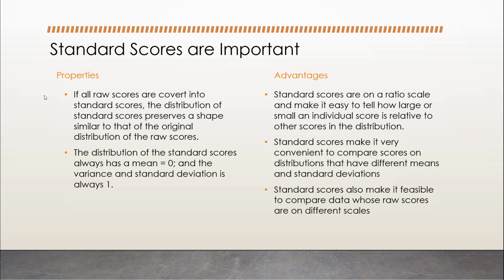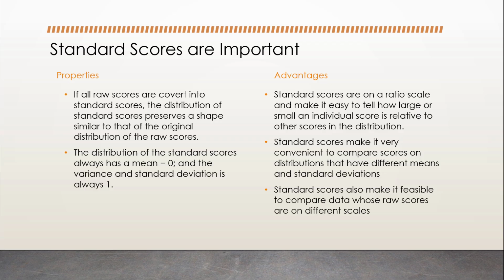Standard scores have two key properties. First, if all raw scores are converted into z-scores, the distribution keeps the same shape but now has a mean of 0 and a standard deviation of 1. Second, z-scores are ratio variables. This makes it easy to compare how high or low a score is relative to others in the distribution.